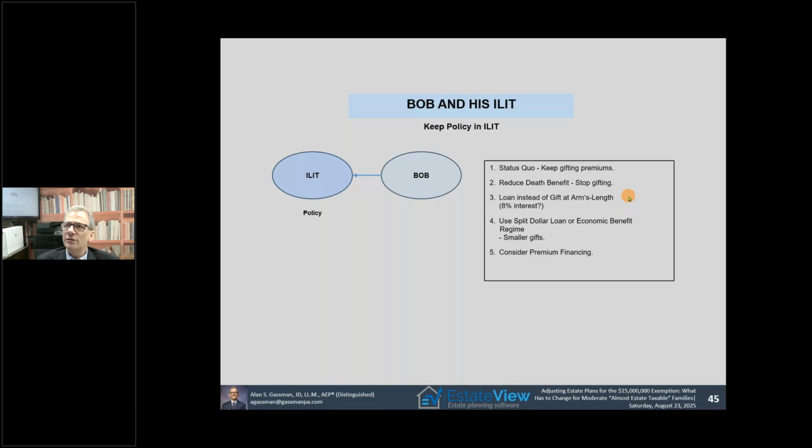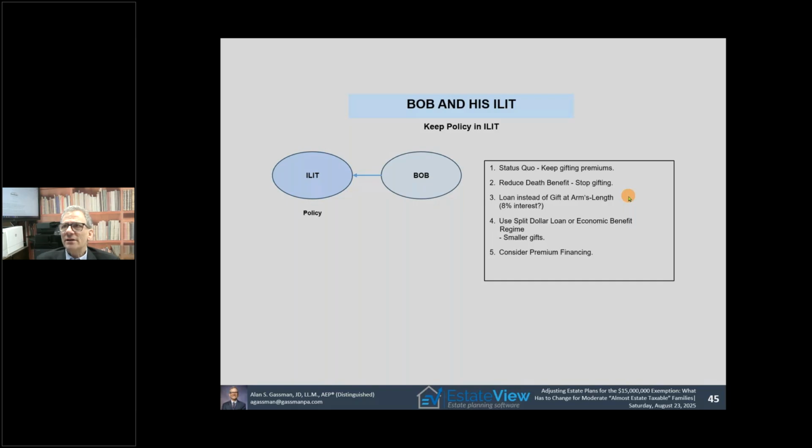You have to ask the carrier for what's known as an in-force ledger, showing all the different alternatives, and then have somebody who knows what they're doing take a look at that in-force ledger. Number 3, he says, I like the status quo. I want to keep making the payments, but I may need the money back.